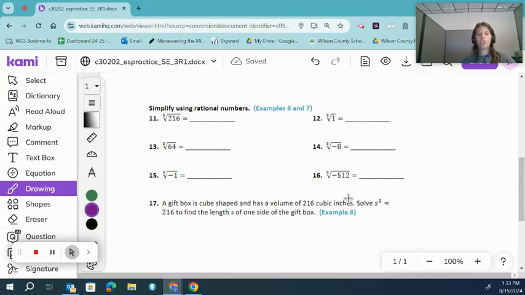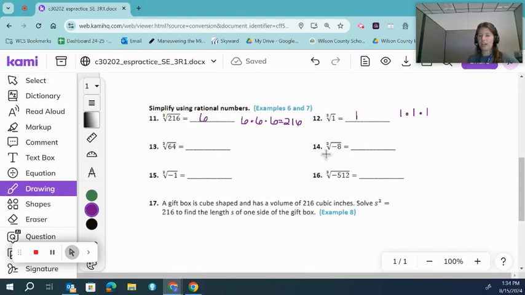Next, we're going to take a look at cube roots. It is the exact same idea, but it's the number that's multiplied by itself 3 times. So let's look at number 12 here first. The cube root of 1, well, 1 times 1 times 1 equals 1. So the cube root of 1 will be 1. And the cube root of 216 is 6 because 6 times 6 times 6 equals 216.